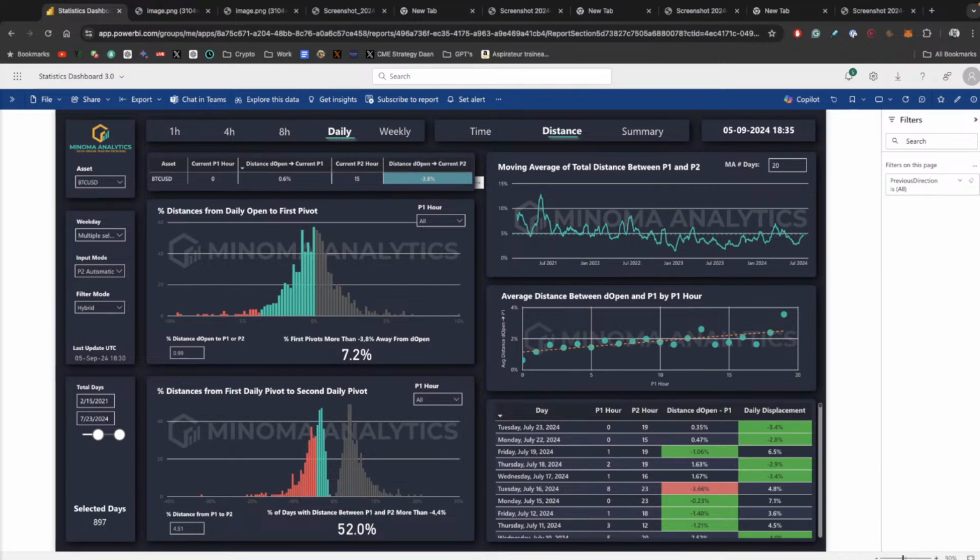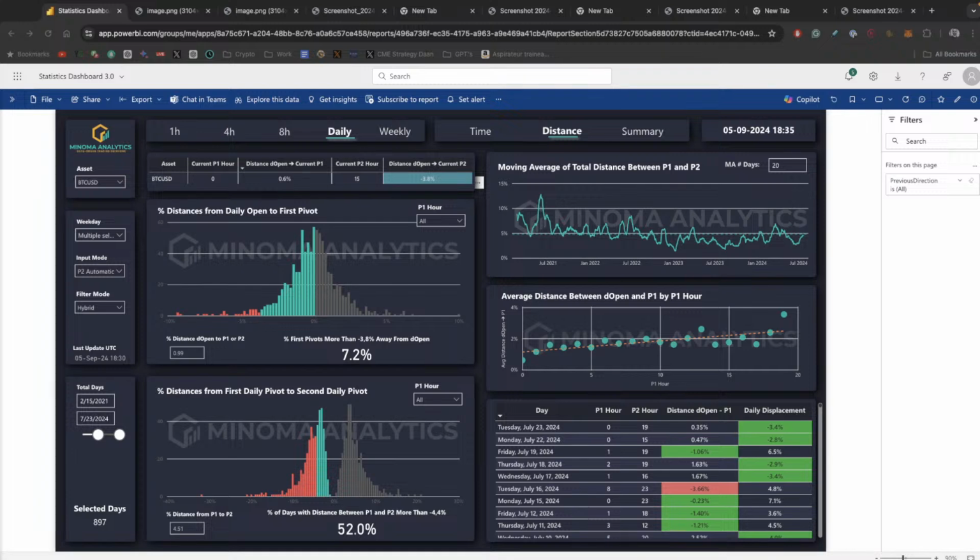Therefore, what hybrid filtering does is it works as no filtering, as we can see here, but as soon as the current P1 is after hour 0, then it acts as conservative filtering. Then it filters out 0 and 1. So how does it work?